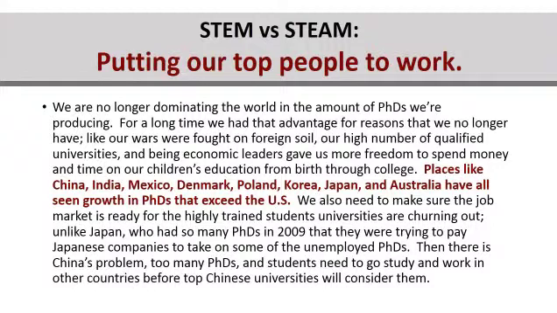Places like China, India, Mexico, Denmark, Poland, Korea, Japan, and Australia have all seen growth in the PhD market that exceeds the U.S. We need to make sure that the job market is ready for the highly trained students universities are churning out, unlike Japan, which has so many PhDs that in 2009 they were trying to pay Japanese companies to take on some of the unemployed PhDs in the country. Then there is China's problem. Too many PhDs, and the students need to go study and work in other countries before top Chinese universities will even consider them.